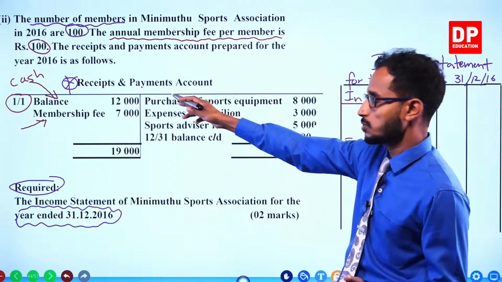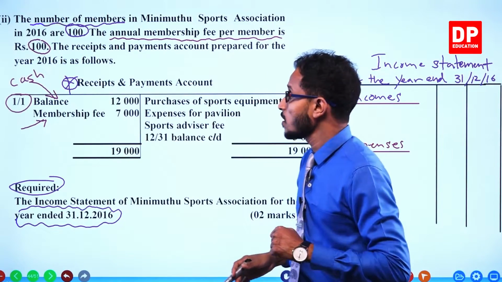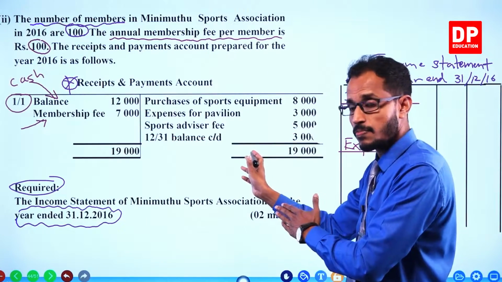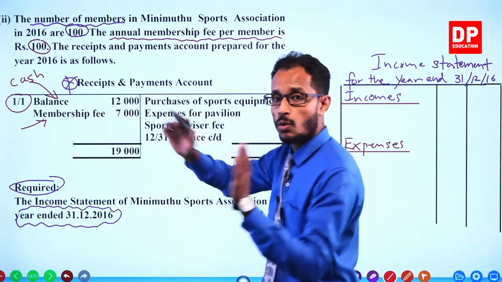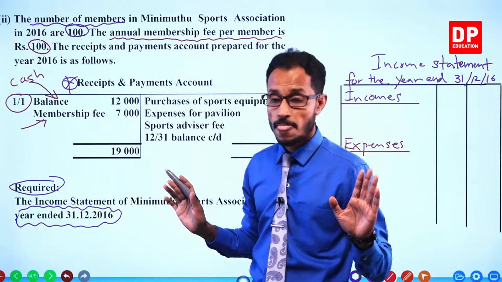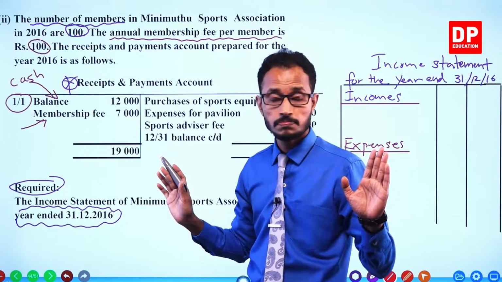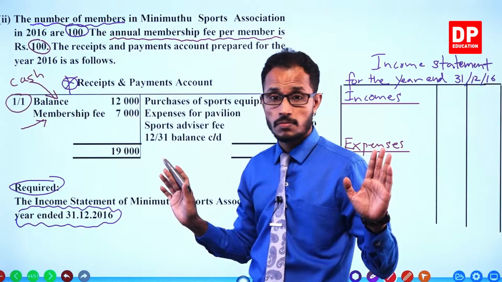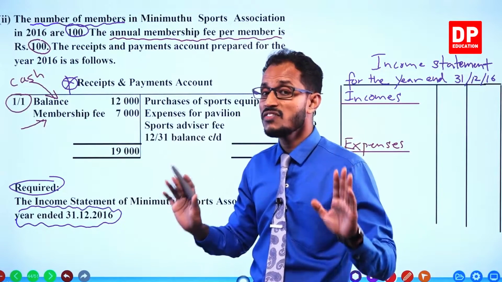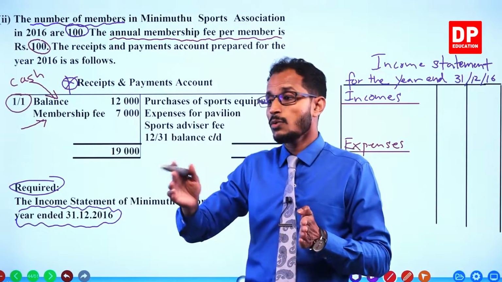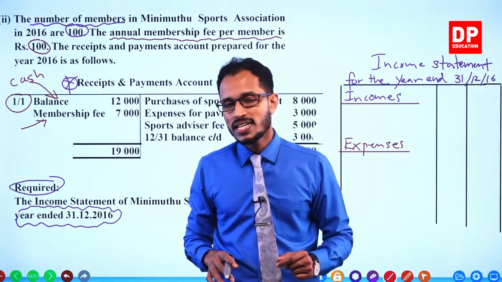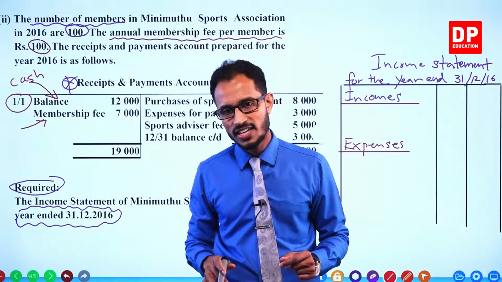Receipts and payments account. It is the cash book. All cash receivings in the debit side, all cash payments in the credit side. But we don't take all cash receivings, we don't take all cash payments. We take only the relevant incomes for the accounting period and relevant operating expenses for the accounting period.